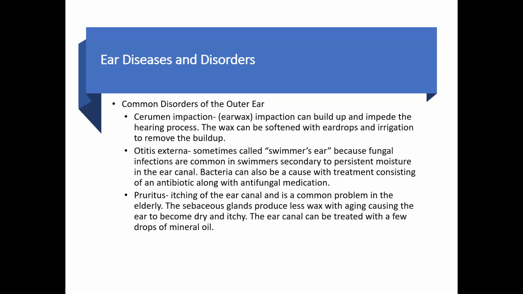Some common disorders of the outer ear, and some of these will be a repeat from chapter 34. Cerumen impaction, which is where earwax builds up in the ear, can make it so people are having difficulty hearing, might feel like they have something in their ear. They can hear themselves talk, might feel like it's muffled. Otitis externa is swimmer's ear. That's typically a fungal infection and it's in the external ear.